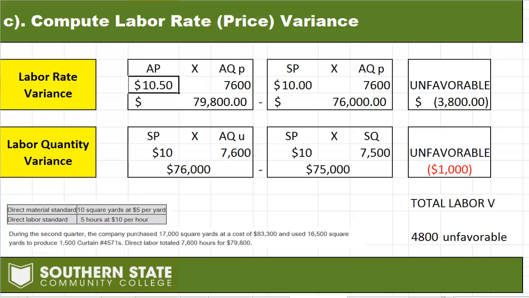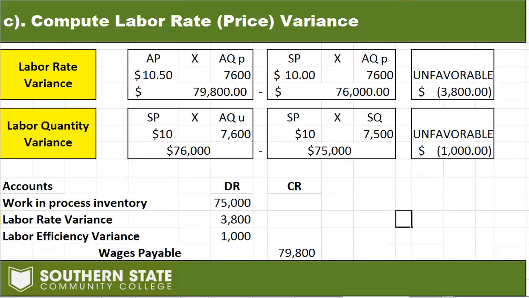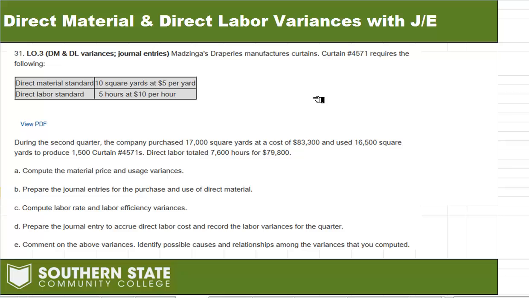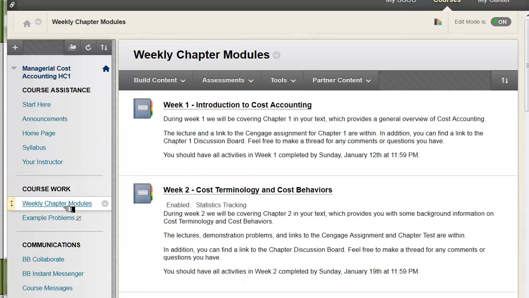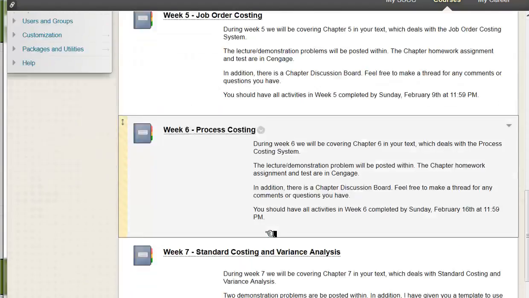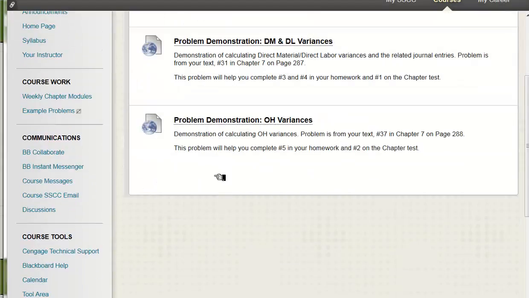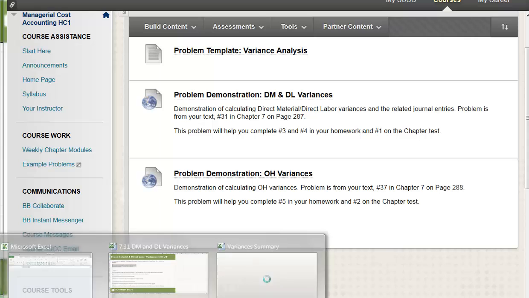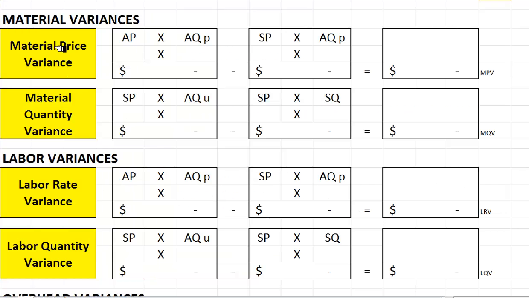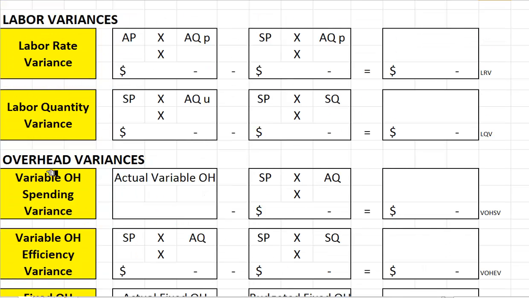If you have any questions on how to do the problem there, direct material and direct labor variances, let me know. One tool that I will show you that I put out there to help you, if you go to Blackboard, I've tried to give you a template to help you work these problems. We'll do overhead variances in the next problem, but if you go to weekly chapter modules in Blackboard, go down to week 7, right at the top I've got problem template, variance analysis. If you click on that and download that file, what I've done is I've put all these formulas in a worksheet for you. Material variances are there, labor variances are there, overhead variances are there.